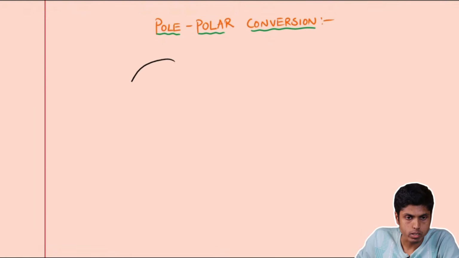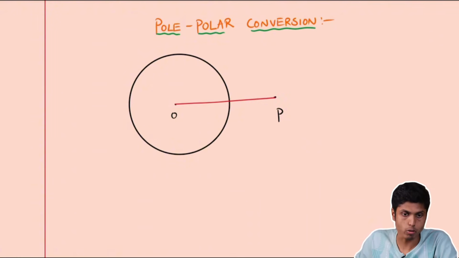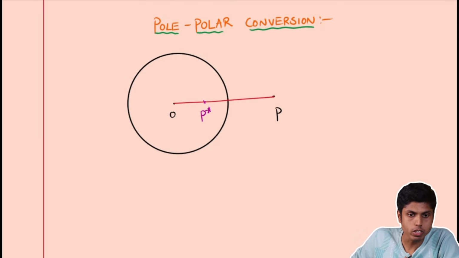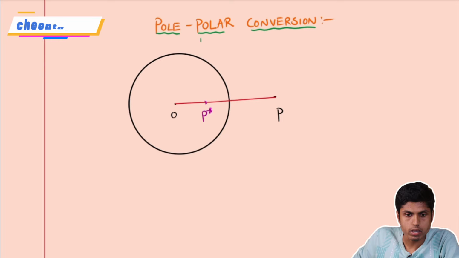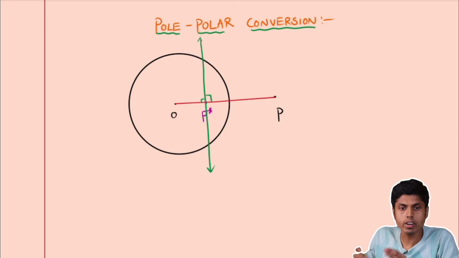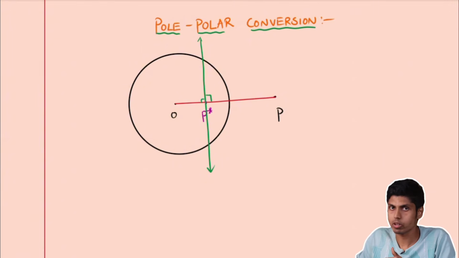Suppose you have a point on the 2D plane and you are interested in finding the polar of that point. Pole usually refers to a point, polar refers to a line associated with that point. At first, we invert the point P about the circle to get the point P star. Then a perpendicular to OP through P star is constructed, which yields the polar associated with the point P. And in order to convert a polar to the corresponding pole, we drop a perpendicular and invert that point.